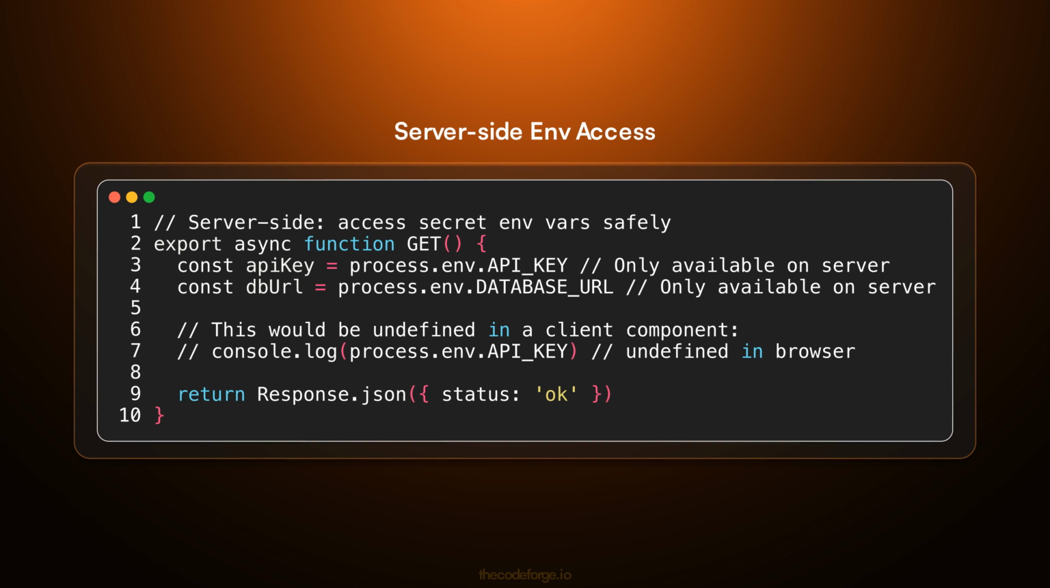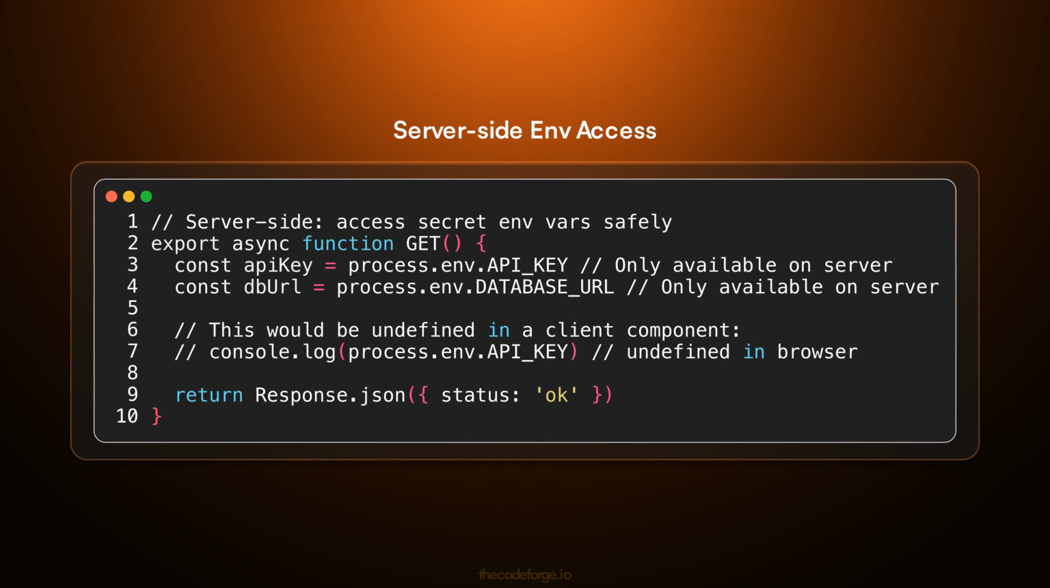This API route accesses server-only environment variables. They are never sent to the client. Never put secrets in NEXT_PUBLIC variables. They're visible in the browser's dev tools.